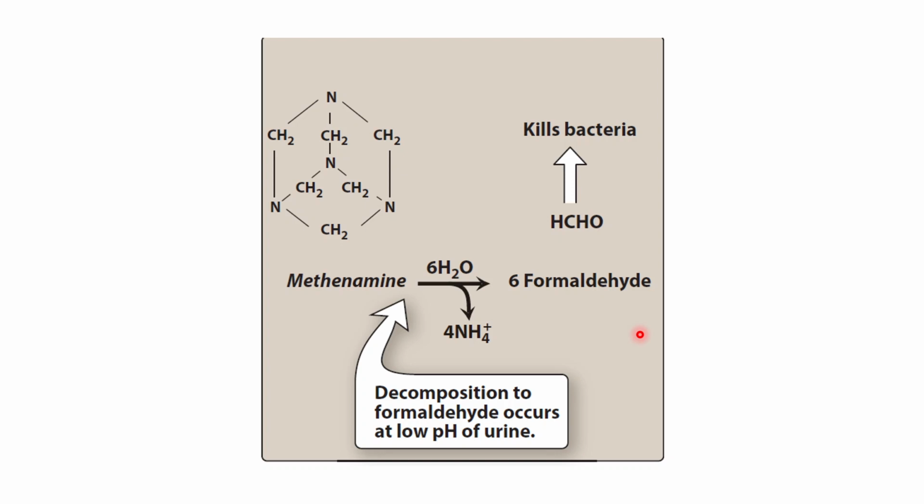Then methenamine is administered orally, and ammonia is also produced in the bladder. So as you can see from this reaction, water as well. Water is not a problem. Ammonia is metabolized to the urea. That is why in some patients with the hepatic insufficiency, this ammonia can accumulate, so this is a contraindication.